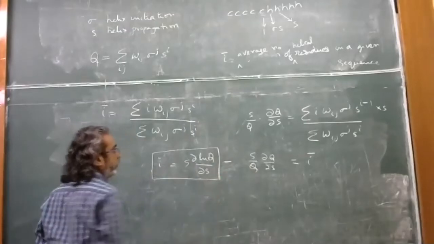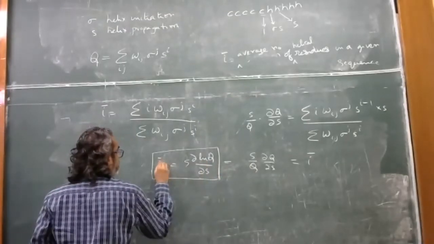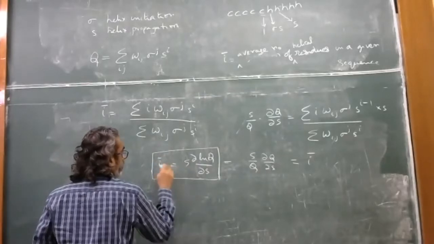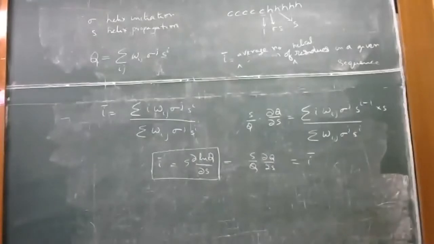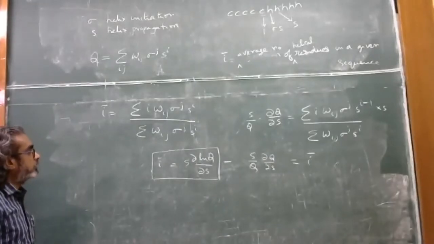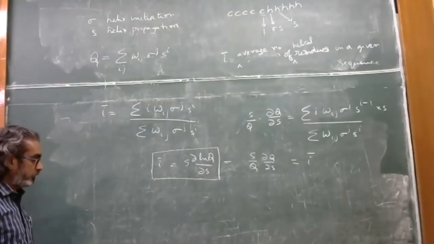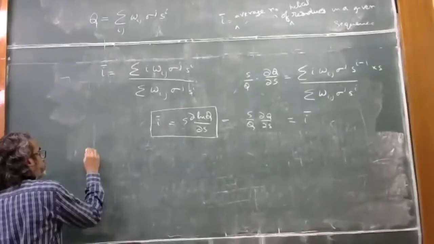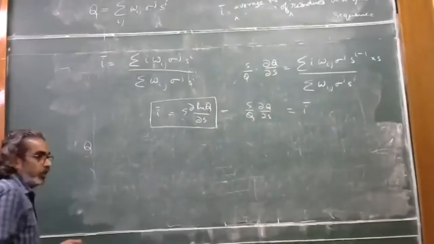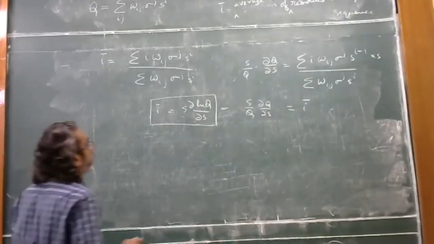So if you know the partition function, and you know S as well, then you can actually get the average number of residues in the helical stretch. That will be an important parameter. For that, we need to know the partition function Q, in terms of, let's say, sigma and S.